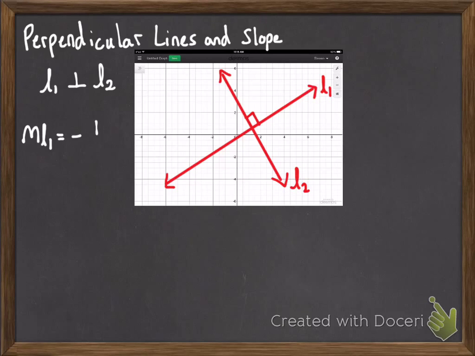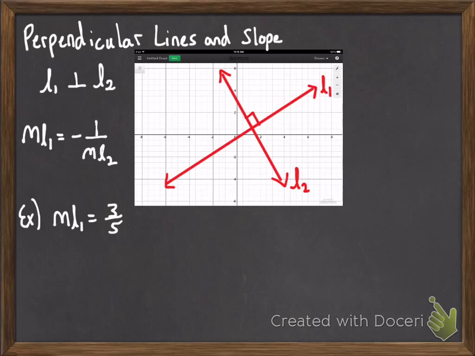So those two things get put together to say that the slope of line 2 is the opposite sign of the reciprocal of the slope of line 1. The opposite sign of the reciprocal, or you could just say the opposite of the reciprocal.